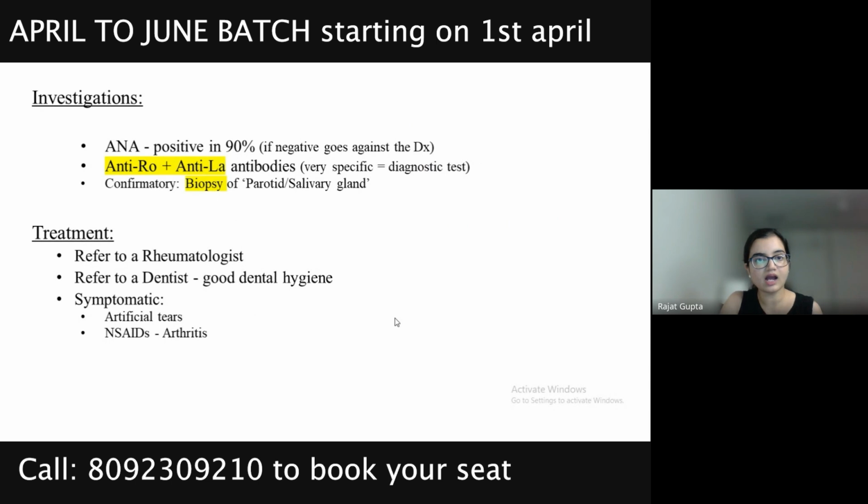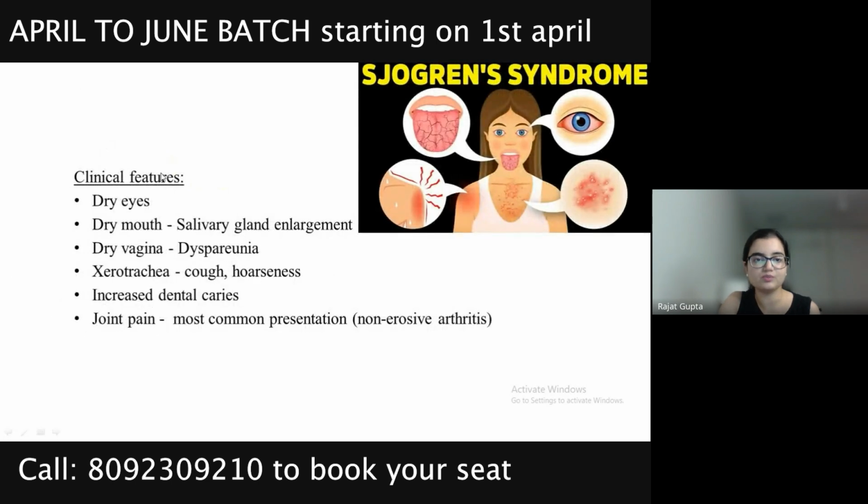Now, investigation. ANA would definitely be positive, but what is the specific serology that would be positive? That's anti-Ro and anti-La antibodies. These are the ones which are going to be positive. But the confirmatory or most accurate diagnosis will come with a biopsy. In terms of treatment, we can give NSAIDs for the arthritis, but for other things like eye involvement, we need to refer to an ophthalmologist for treatment. And because it's affecting other parts of the body, we need to refer to that specific specialist for the treatment.